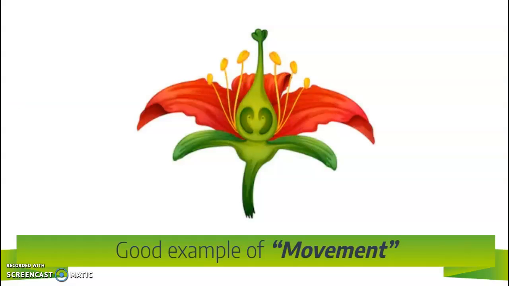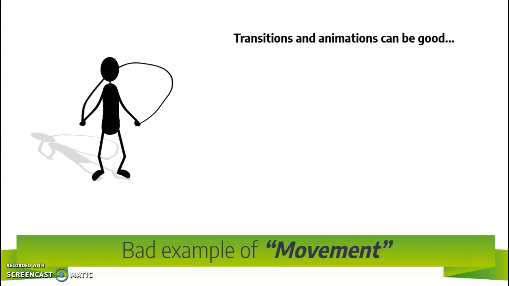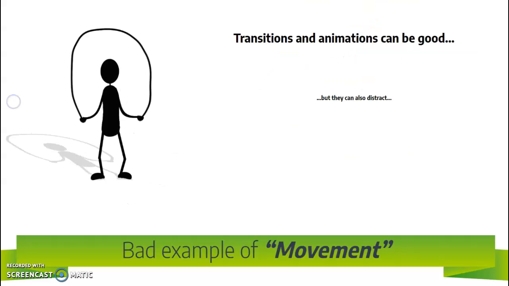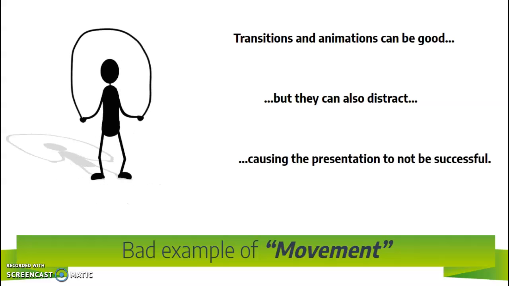Motion. Motion can be good. You can reveal information slowly so that the audience can take it in better. Here, motion can be bad. The guy jump roping is very distracting. And animations and transitions can be good, but they can also distract and cause the presentation to not be successful.